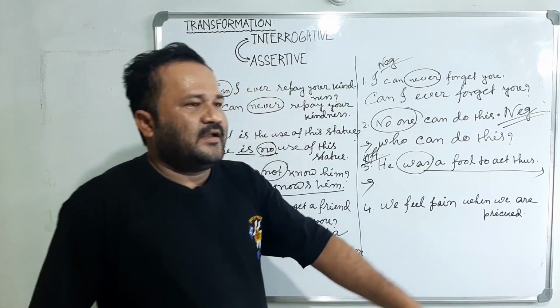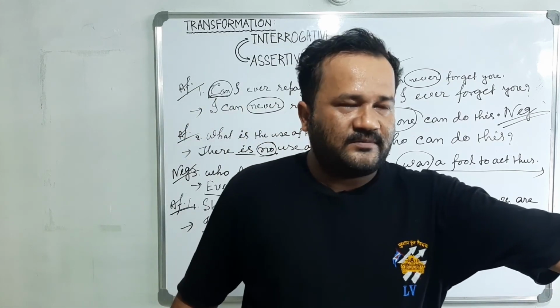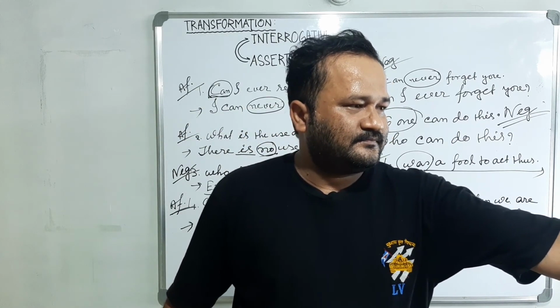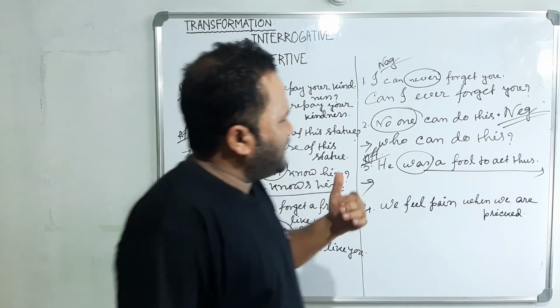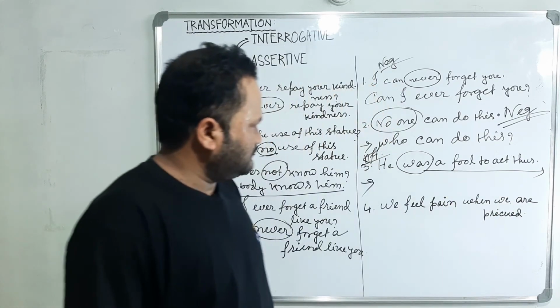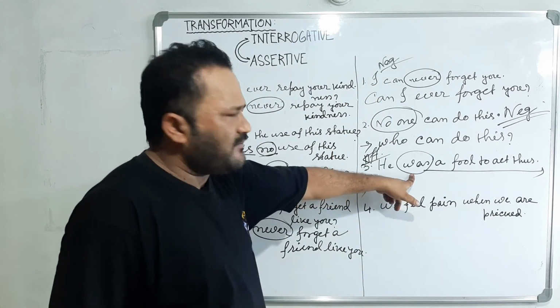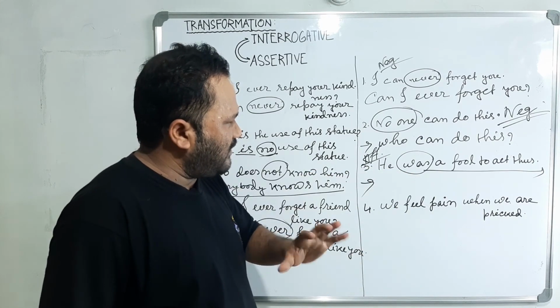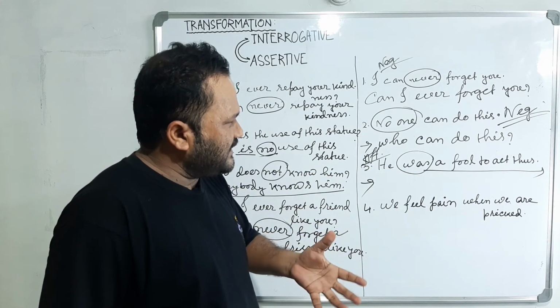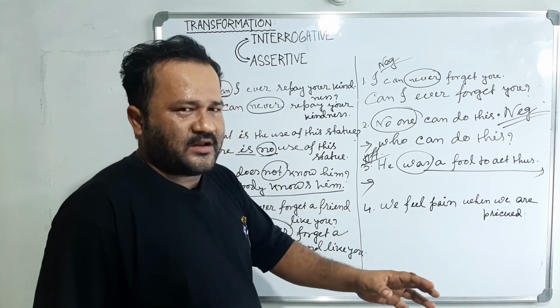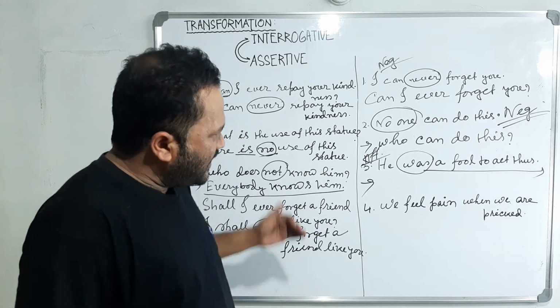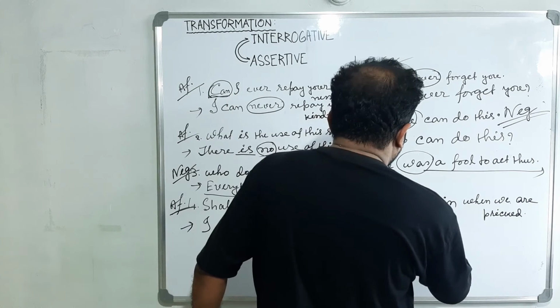affirmative sentence. So, he was a fool to act thus. That means it's an affirmative sentence and you have to transform this sentence into negative interrogative, that is a negative question. He was, how to make a question?